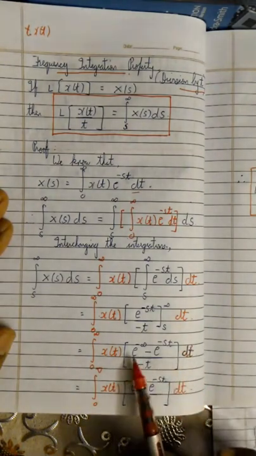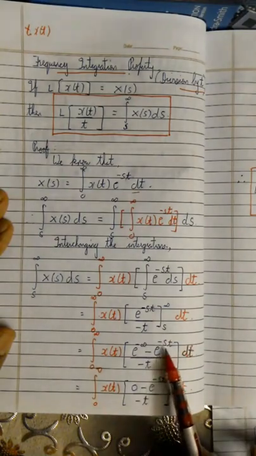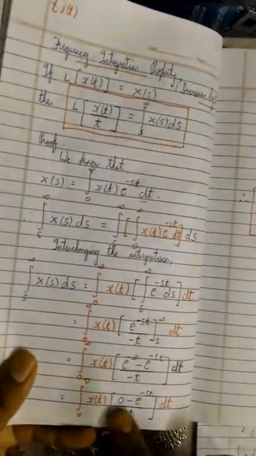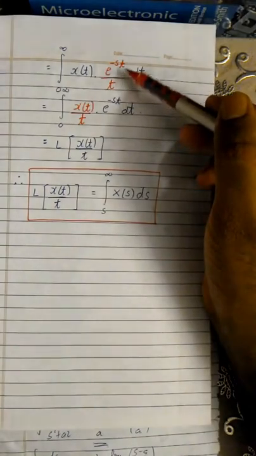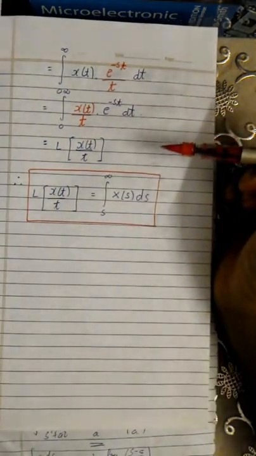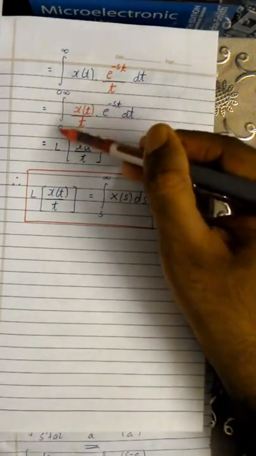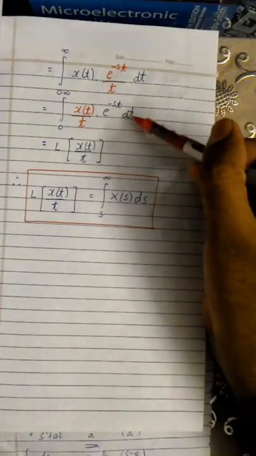We know that e raised to minus infinity is 0, so that term becomes 0 and the other becomes e raised to minus st itself. In the next step the minus and minus get cancelled. So we have the integral from 0 to infinity of x of t into e raised to minus st by t dt. Now this t I can bring over here, so this becomes the integral from 0 to infinity of x of t by t into e raised to minus st dt.